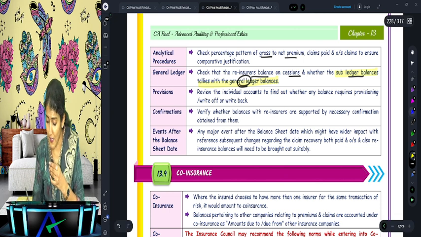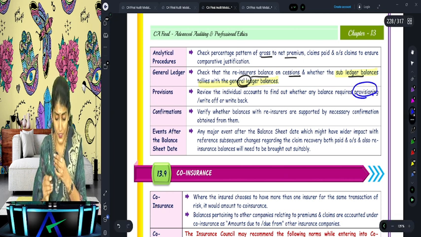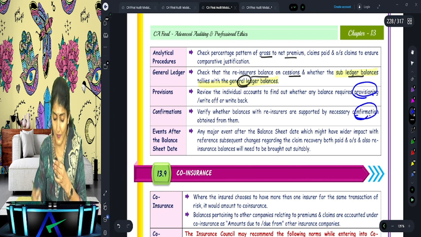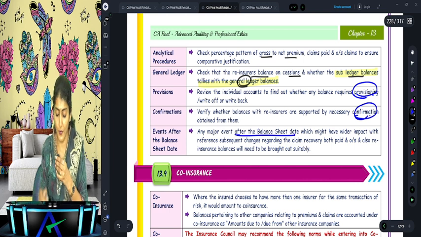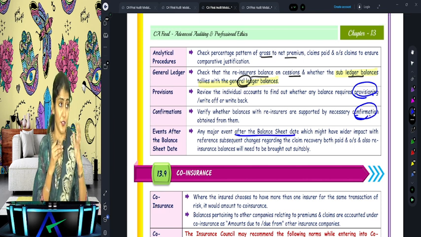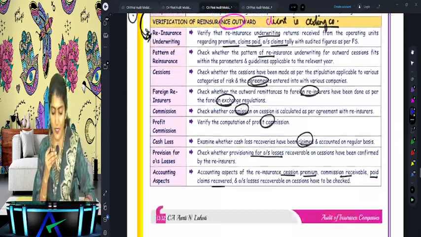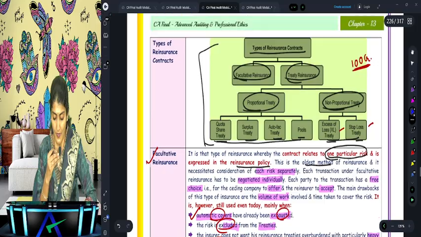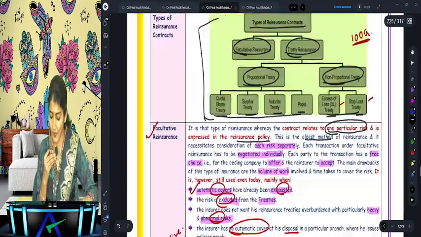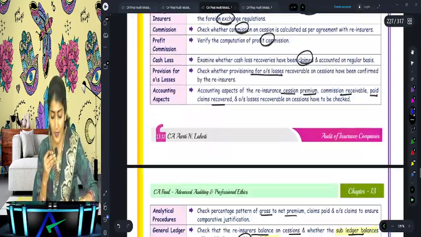Then individual accounts, do they require the provisioning? Then reinsurers are supported by the necessary confirmation, and you can also check the events after the balance sheet date, right? So reinsurance inward, and then you have the reinsurance outward. Okay, right? So that completes one more part of our discussion over there, which is regarding the reinsurance.